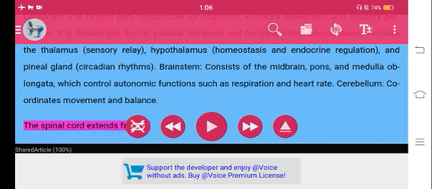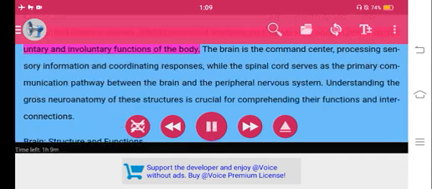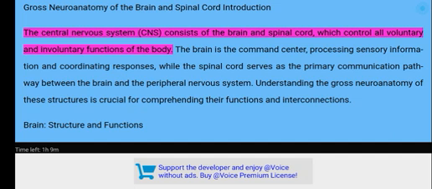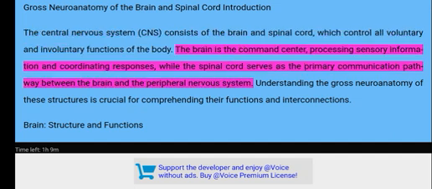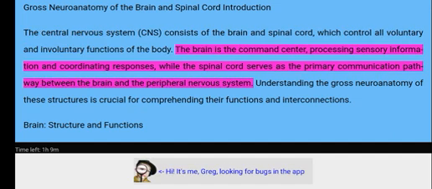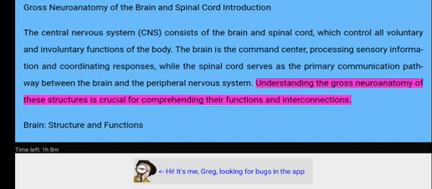Gross neuroanatomy of the brain and spinal cord introduction. The central nervous system, CNS, consists of the brain and spinal cord, which control all voluntary and involuntary functions of the body. The brain is the command center, processing sensory information and coordinating responses, while the spinal cord serves as the primary communication pathway between the brain and the peripheral nervous system. Understanding the gross neuroanatomy of these structures is crucial for comprehending their functions and interconnections.